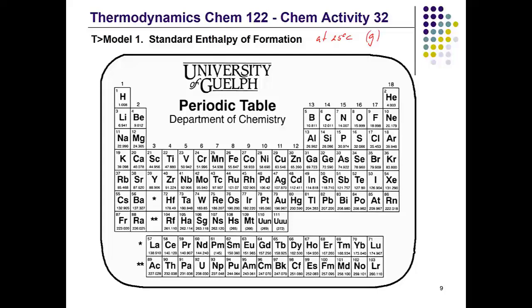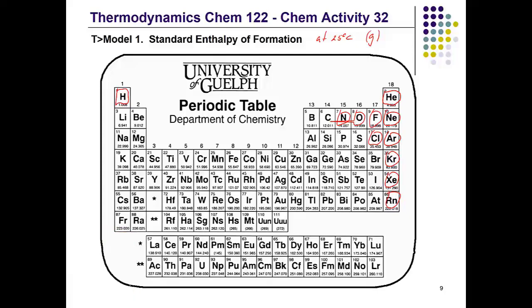So at 25 degrees Celsius, and maybe we could kind of color code, gas is going to be our red. So hydrogen, of course, is a gas. Helium is a gas. Neon, argon, krypton, xenon, radon. So all the noble gases. And of course, nitrogen, oxygen, fluorine, and chlorine are all gases at room temperature, or 25 degrees Celsius.